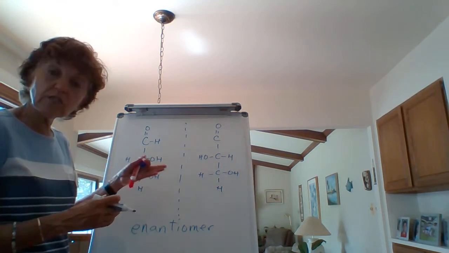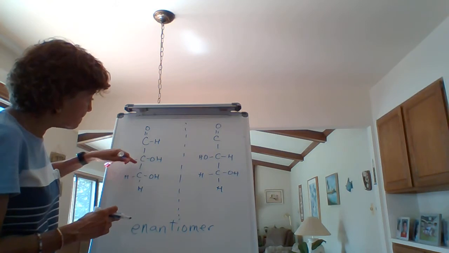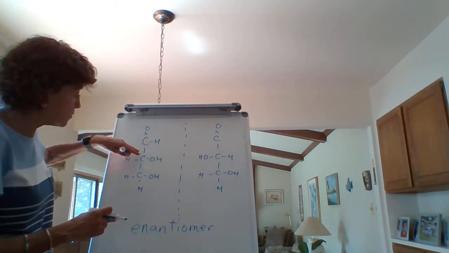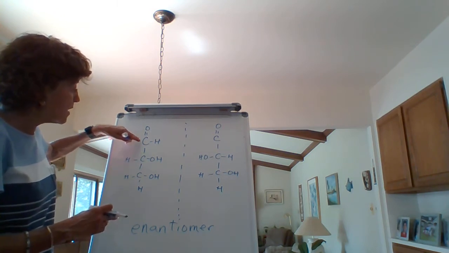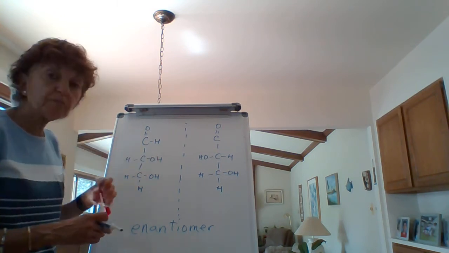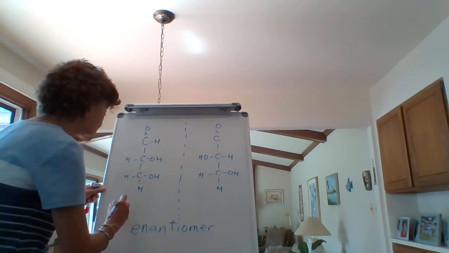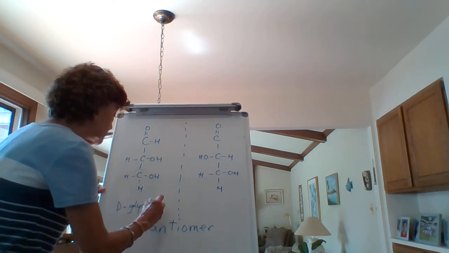If it's pointing to the right, the OH at the chiral carbon, the one that is furthest away from the aldehyde group. So this is the chiral carbon furthest away from the aldehyde group. It's pointing to the right. We call it D for dextro. So D, this is D-glyceraldehyde.